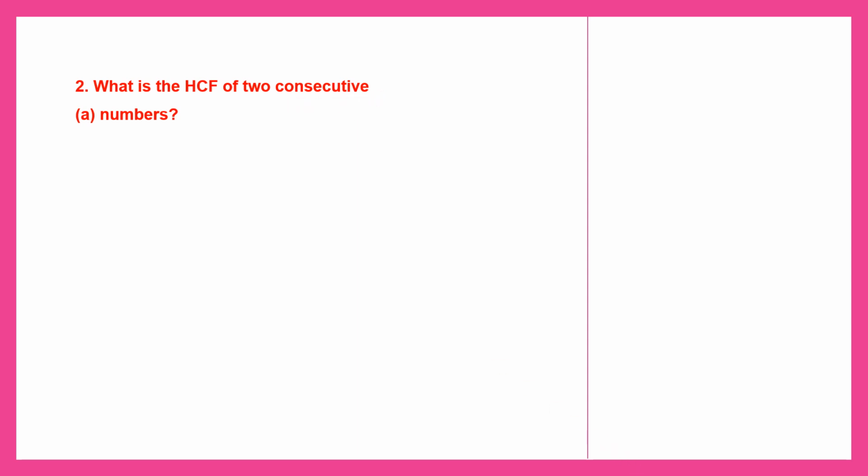Now let's take 2 and 3. So let's take two consecutive numbers 2 and 3. Let's find the HCF. Let's write down all the factors of 2. That is, what are the numbers that multiply to give us 2? 1 twos are 2. So 1 and 2 are the factors of 2. What are the factors of 3? 1 threes are 3. So 1 and 3 are the factors of 3.